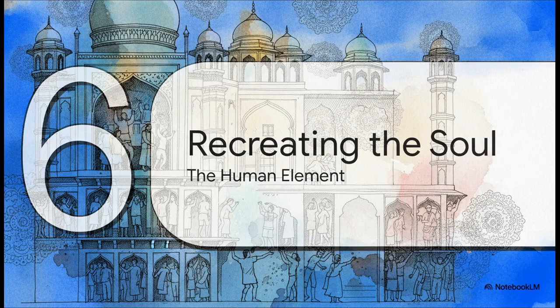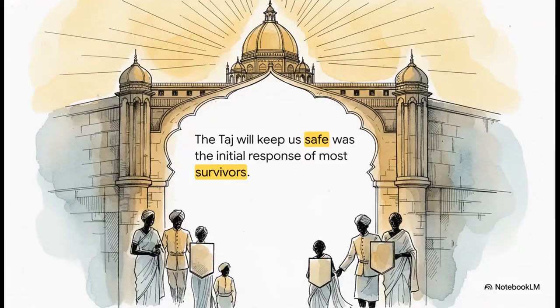And finally, Section 6, recreating the Taj's soul, the human element. You know, a truly great production designer doesn't just build walls and ceilings. They have to create a container for human resilience. During his research, the director, Anthony Morris, found that "the Taj will keep us safe" was actually the initial response of most survivors of the siege. So the production design had to visually support this profound feeling of a sanctuary.